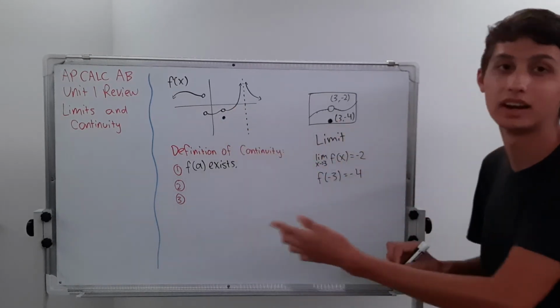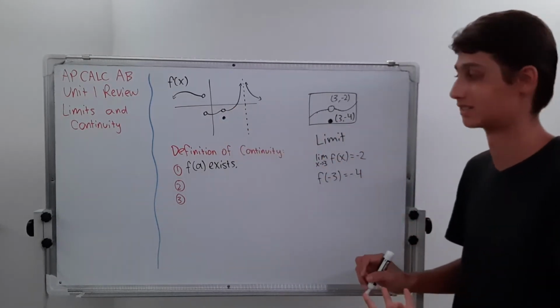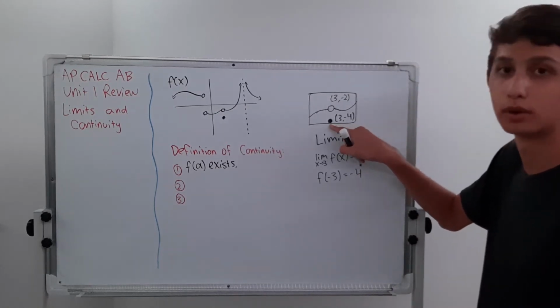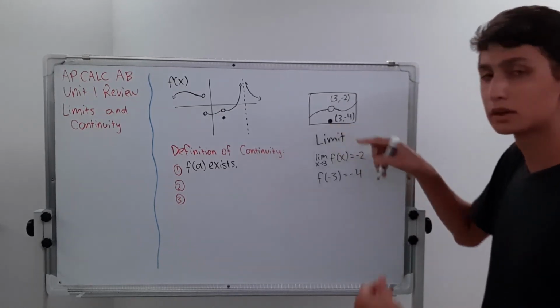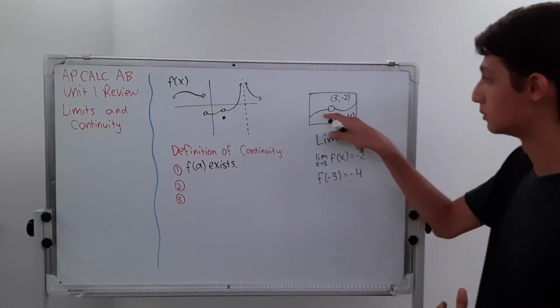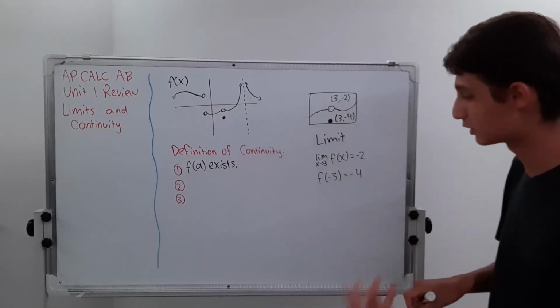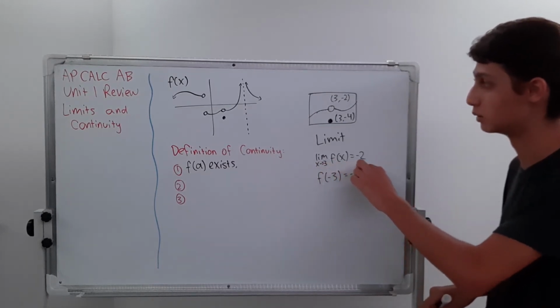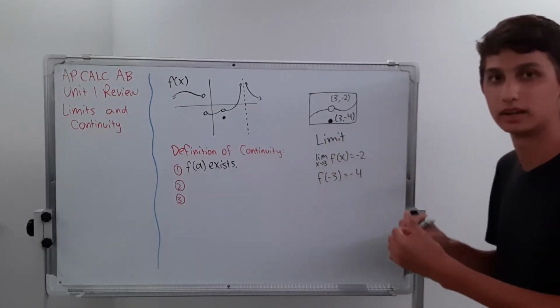If that point wasn't there, then we wouldn't actually have a point at x equals 3. So here at x equals 3, our y value is -4. If you go a little bit to the left or right of 3, it's going to be around -2, and that's what the limit means. The limit as x approaches 3 of f of x is equal to -2. It's going to be about -2.